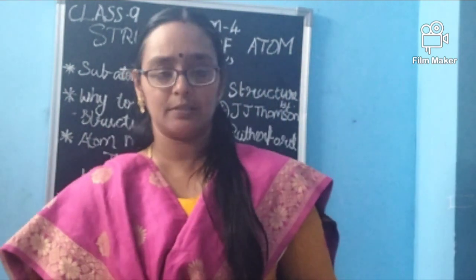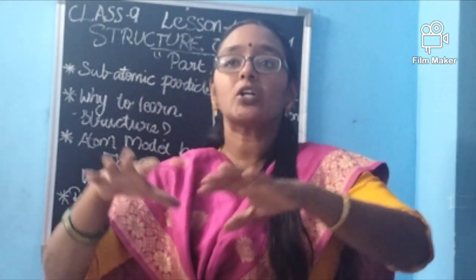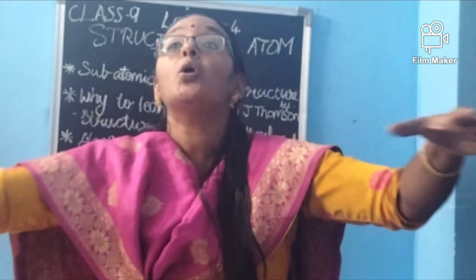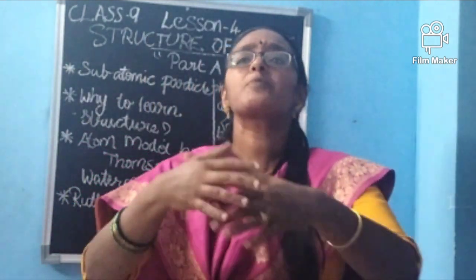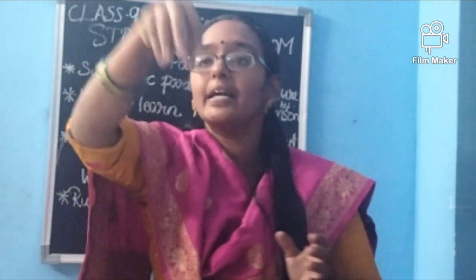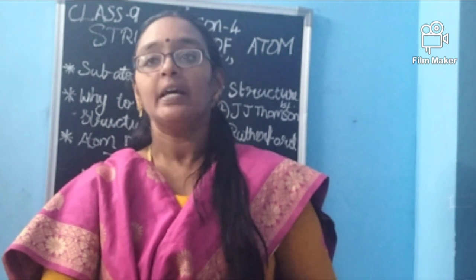According to J.J. Thomson, what he was saying is that electrons are just embedded in the proton sea. There is a sea of protons, and in that electrons are embedded. Here and there some electrons will be found. In that manner he was saying.